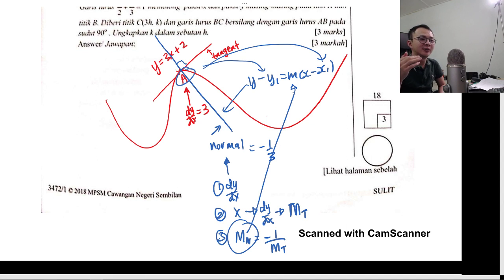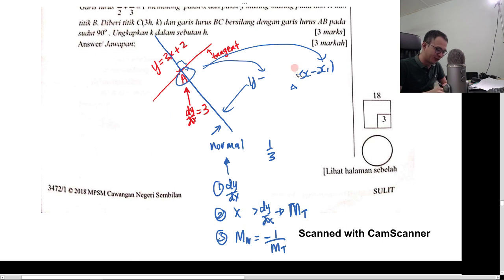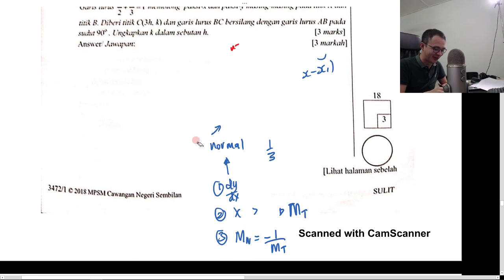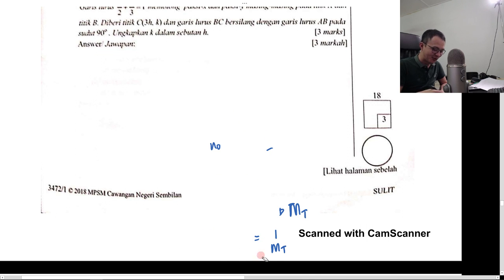Alright, so it asks you to find a point parallel to the point. I don't understand that question. But anyways, this is what happens for normal, tangent, and a curve. Alright, I'm going to move on to this question. If not, I'm not sure what time I will end my live streaming here.